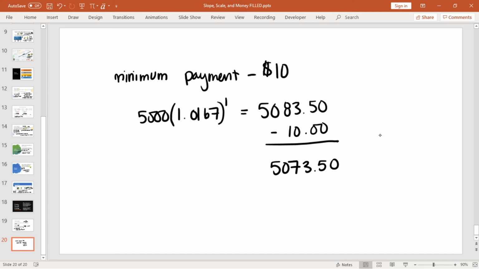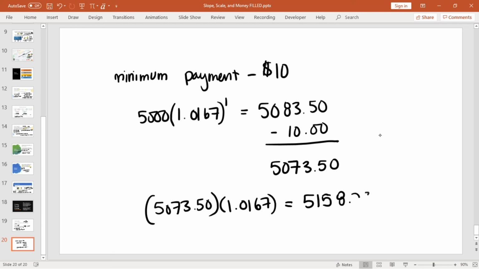So what happens in the second month? I take my new, not significantly smaller amount, and I still have to apply that same interest rate, and I'm still increasing quite a lot. So now after 2 months, I've got $158.23 interest. If I pay the minimum $10 amount again, it's really not going to help you. You're going to rack up debt pretty quickly.